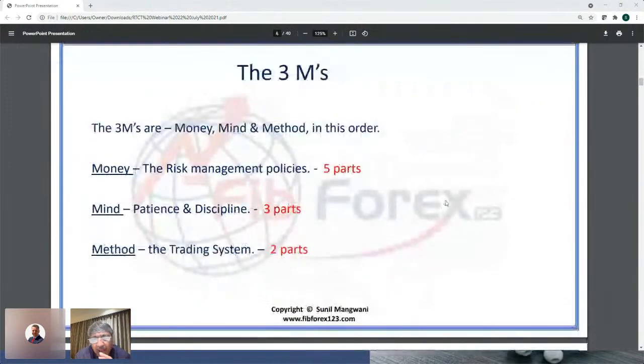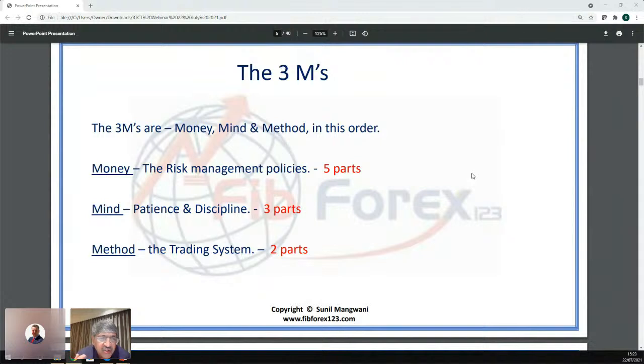Most retail traders have no concept about this, or either they don't understand it or they don't really follow it. So the three M's in terms of priority, I would put it, are money, mind, and method. Money simply means your risk management, your money management policies. Your mind factor, I put it down to simply patience and discipline. The method is the trading system that we talk about. Now, this trading system could be anything. It could be fundamental analysis, could be technical analysis. It really doesn't matter. What matters is the system.